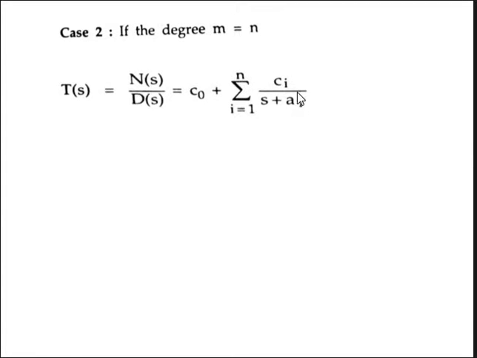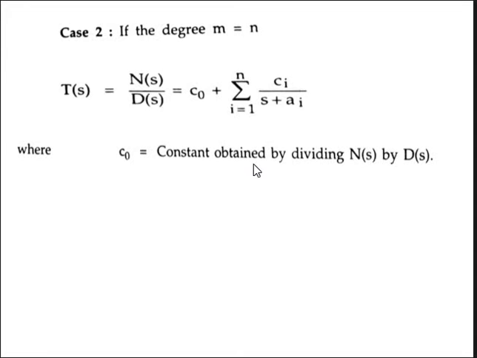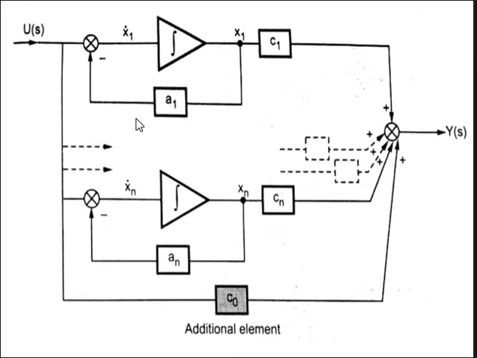The total function is the same as the case 1. Only the addition term is C naught. So that C naught is added, and all the remaining terms are the same. So the parallel programming diagram is like this. The first block is the same as the case 1, the second block is the same as the case 1, and so on, the nth block is the same as the case 1. The only difference between case 1 and case 2 is C naught.